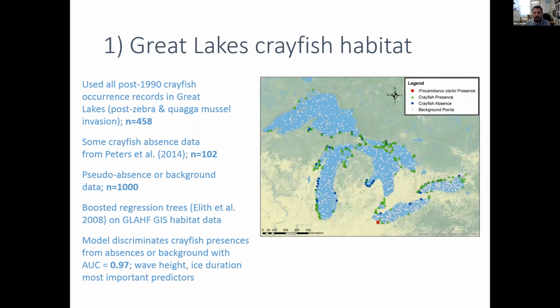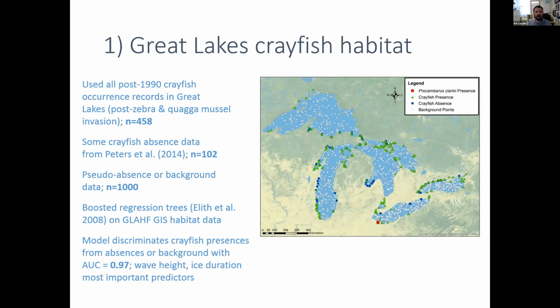And we did that to focus on a recent Great Lakes, consistent with how the lakes have changed with zebra or quagga mussel invasions. We have some true absences, some places people looked for crayfish and didn't find them in the Great Lakes, but not enough to necessarily run a species distribution model on. So these models often use pseudo-absence or background data, where the algorithm's trying to differentiate true presences from the average background environmental conditions across the system to try to predict where something should live.